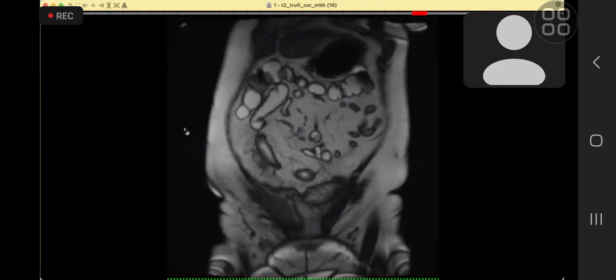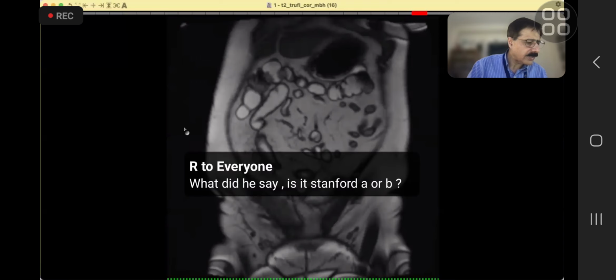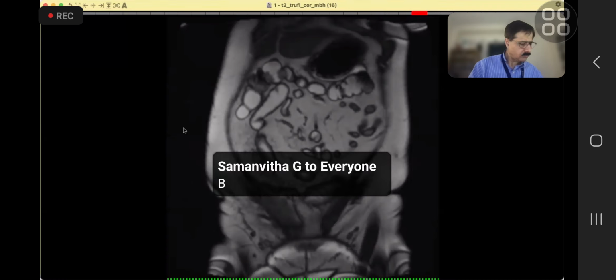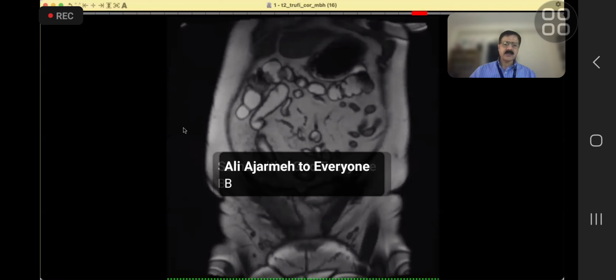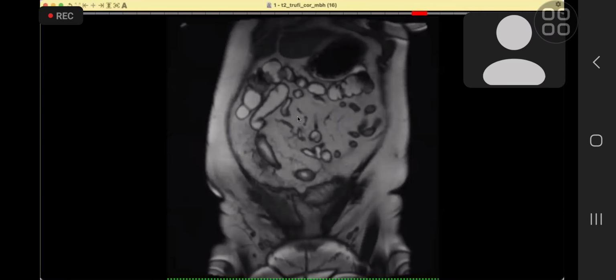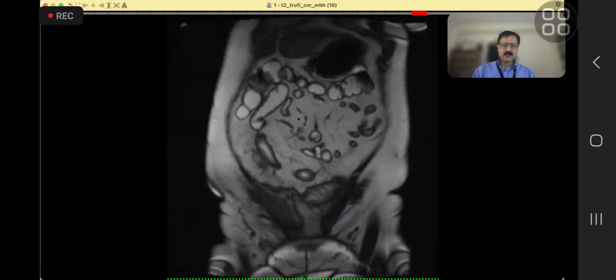This patient is a 54-year-old male, and correction, this is a 41-year-old female with chronic diarrhea, chronically unwell, for further evaluation with MRE. Over to you.